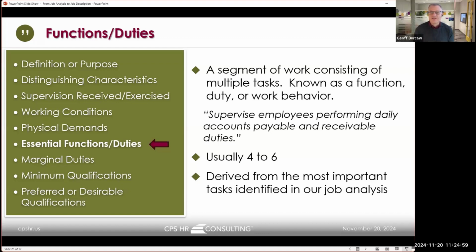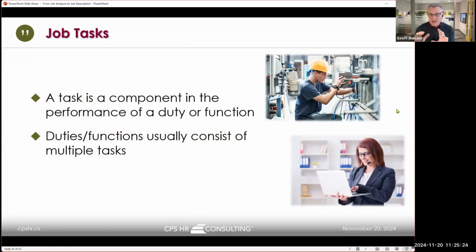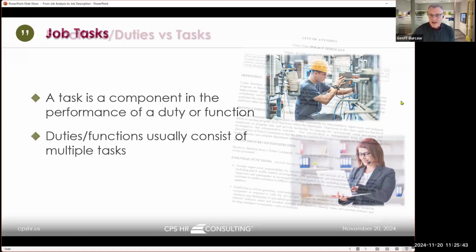There's a rule of thumb that you could define most jobs in 4 to 6 functions that are main parts of the job. That's not a hard and fast rule, but generally speaking, you can. And you get this information from the most important tasks in our job analysis, which we'll talk about in a second. Just to clarify what a task is versus a duty: a task is a component in the performance of a duty. So it's one of many things that you do when performing a particular duty or function, and duties and functions generally consist of multiple different tasks.